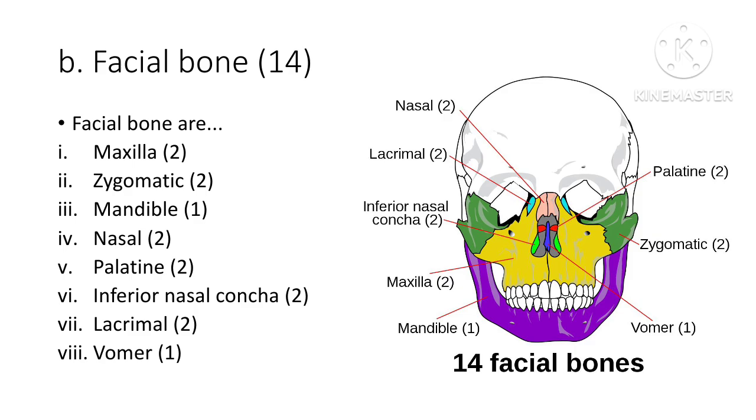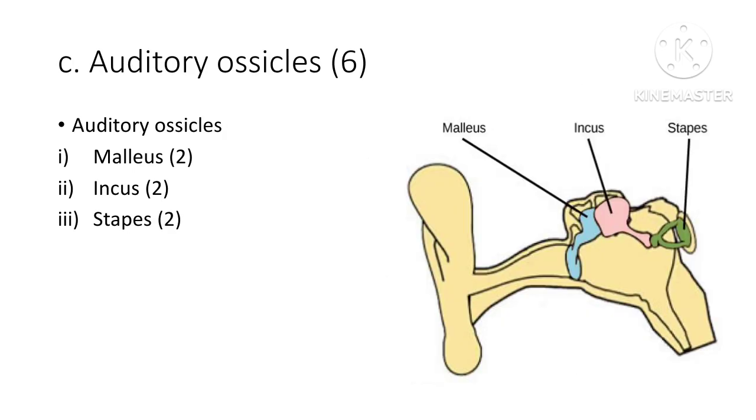The last one is vomer, a flat bone that forms the lower portion of the nasal septum. The auditory ossicles are a group of 3 small bones located in the middle ear that play a crucial role in the process of hearing. The 3 bones are called the malleus, the incus, and the stapes.